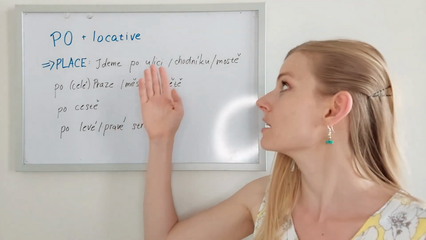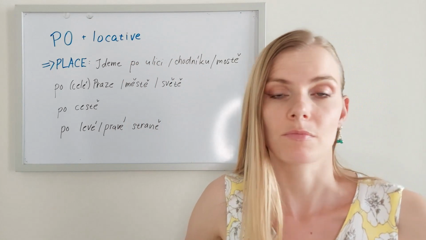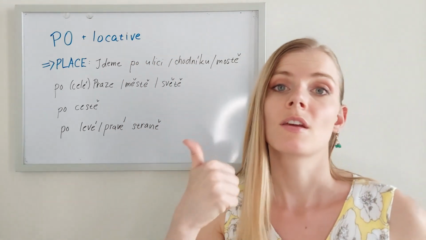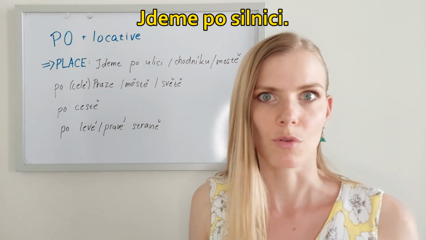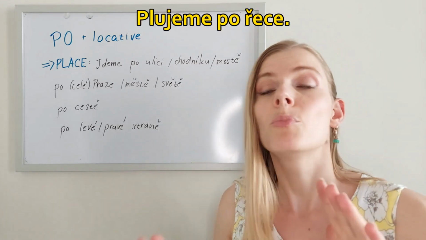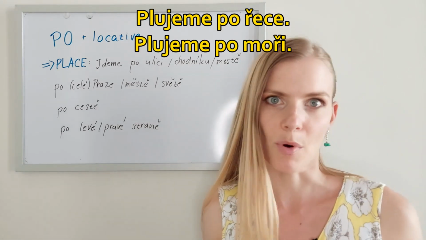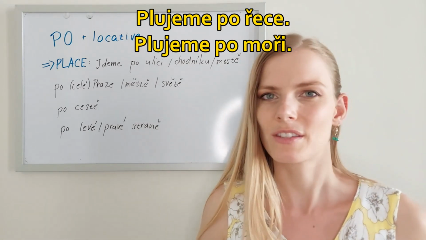You cannot say jdeme na chodníku. It doesn't sound right. So remember, jdeme po ulici, jdeme po silnici, on the road, jdeme po chodníku, jdeme po mostě, or plujeme po řece, we're sailing on the river, plujeme po moři, we're sailing on the sea.